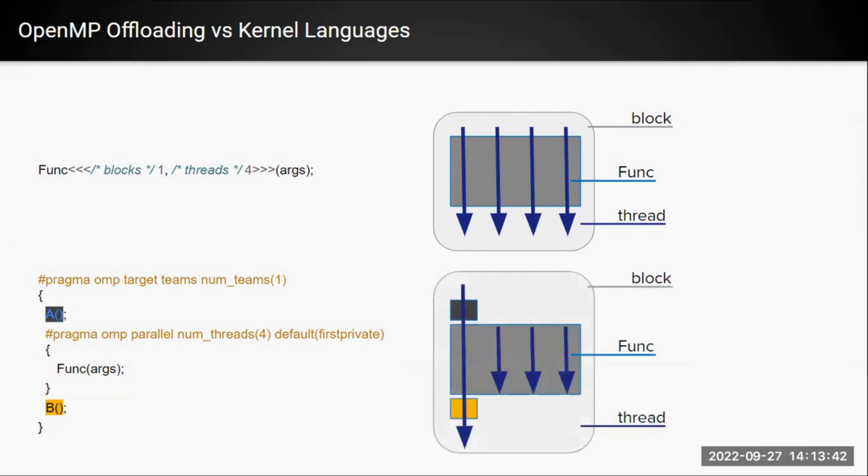What about the OpenMP code? In the OpenMP model, once you enter a target region, there is one thread, the main thread, that runs conceptually. Okay?